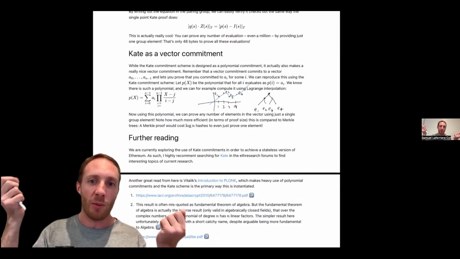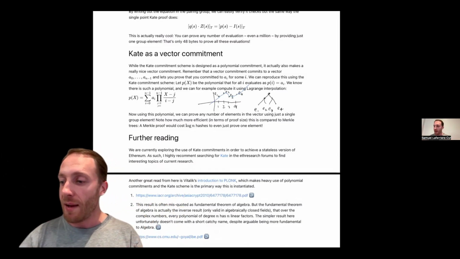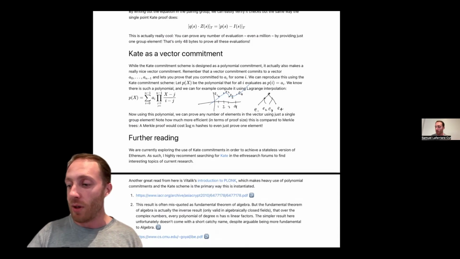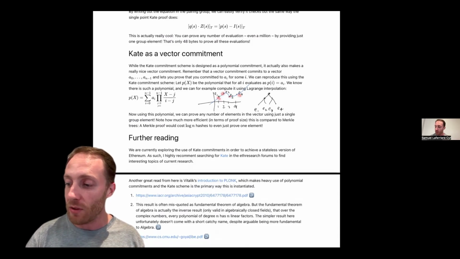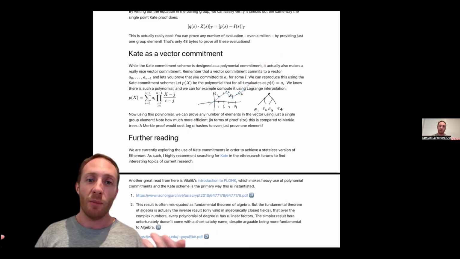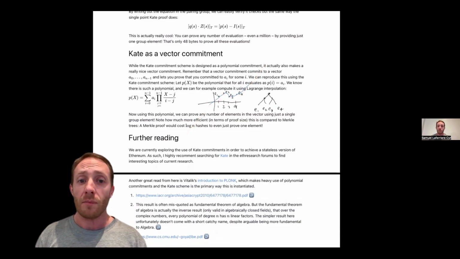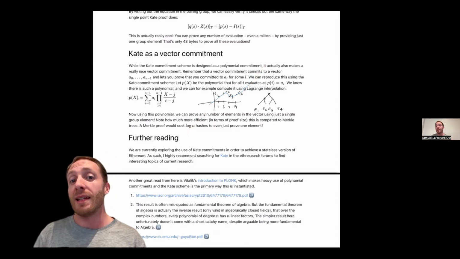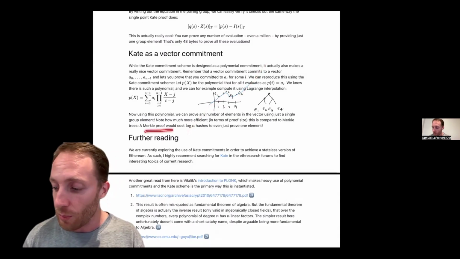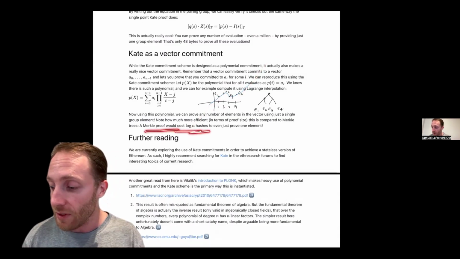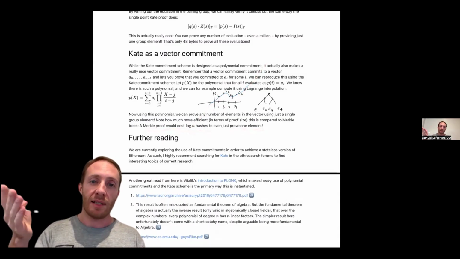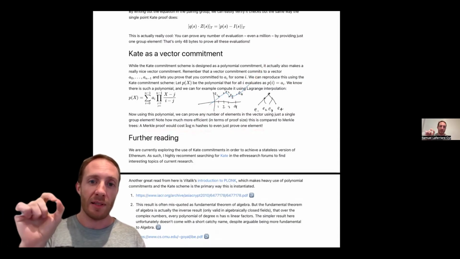Right now, I have a polynomial, so I'm actually committing myself to a lot more. I'm committing myself not only to these four values, but also to all the other values. But if they don't matter to me, I can still use the polynomial to commit to them. And the nice thing is that I get proof aggregation. So here he says the Merkle proof would cost log n hashes to even just prove one element, whereas in the case of the KZG commitment, it's a single item.